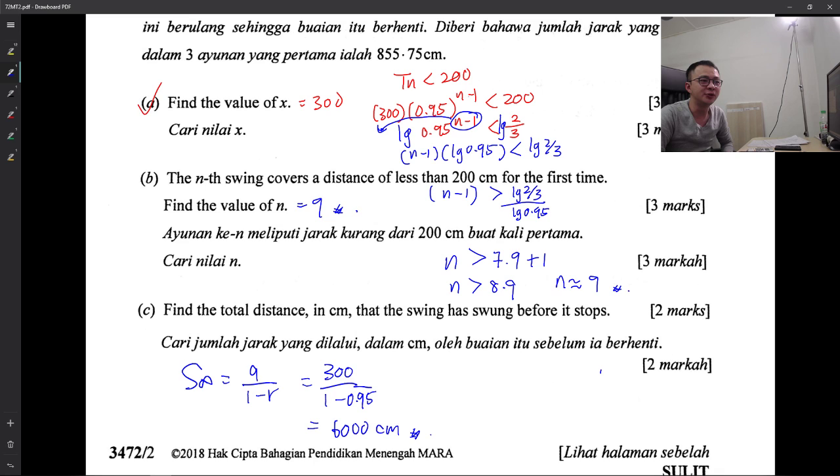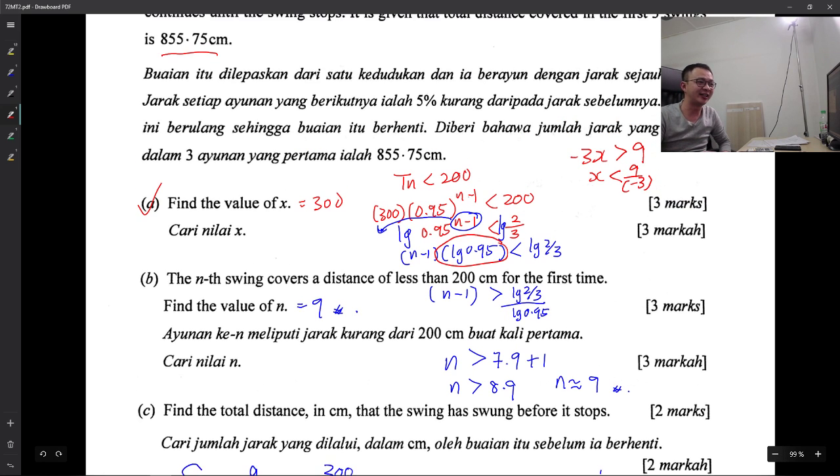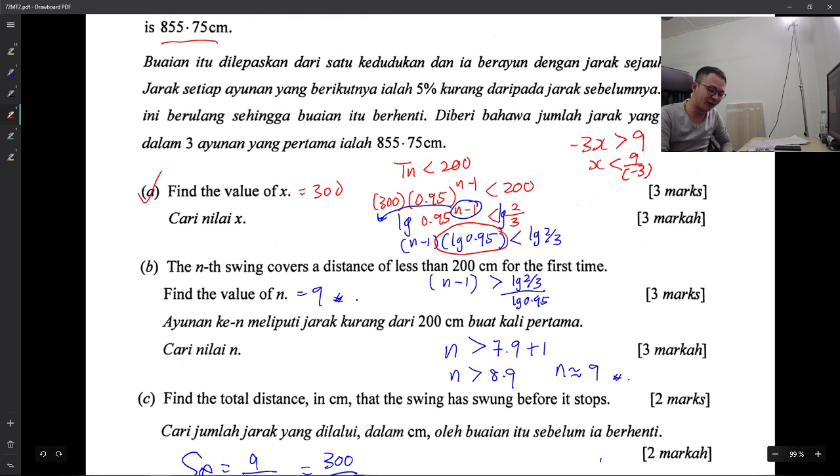Why do we need to change the less than sign to more than? Because over here, the log 0.95 is a negative. I'll give you some idea: negative 3x is bigger than 9, for example. But when we move the negative 3 to the other side, we need to change the sign, because whenever we multiply or divide by a negative value, we always need to change the sign, alright? So therefore, x will be less than negative 3.